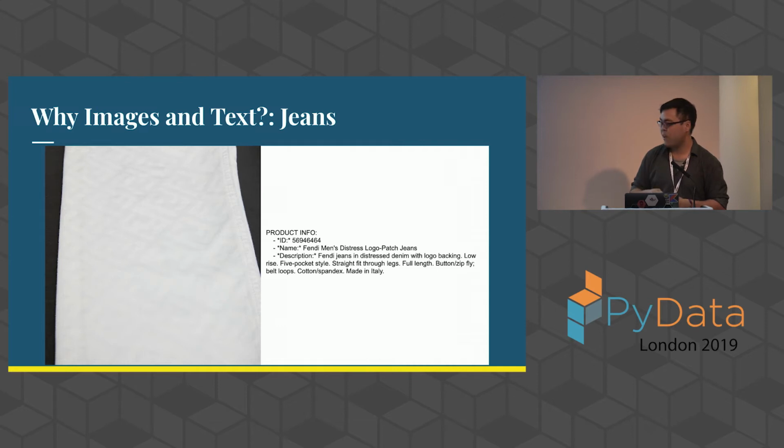On the other hand, we have this pair of jeans where the image is basically useless, but the text is fairly descriptive. From the image, I would think, okay, maybe this is a handkerchief or tablecloth or something. But based on the product description, it's actually a very expensive pair of Fendi jeans that I wouldn't know otherwise.